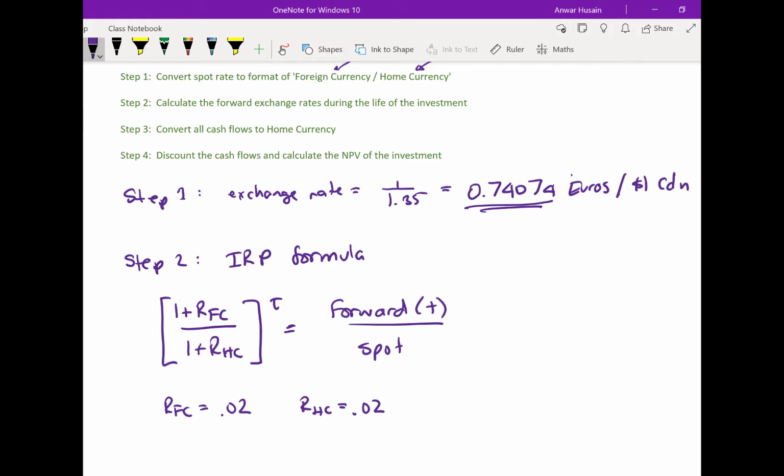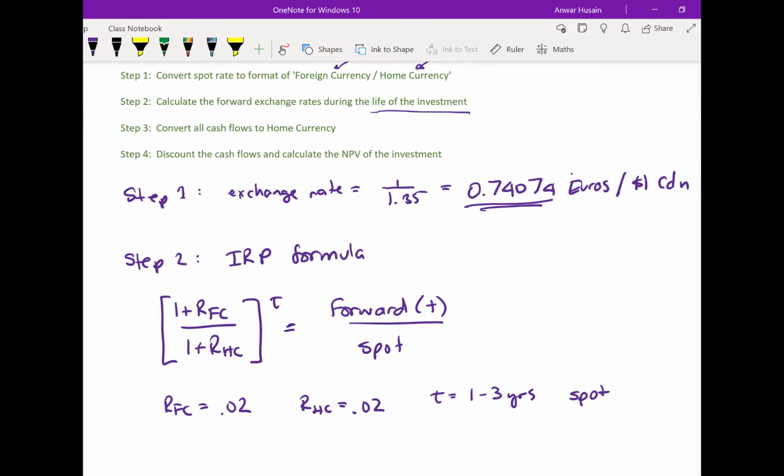Okay, the time is going to vary. So for time, I'm going to write 1 to 3 years, because we're going to need to calculate it during the life of the investment. 3 separate forwards. And then the spot rate is given as, well, we just calculated. It was given in the wrong format as 1.35, but the spot rate is going to be 0.74074. Okay, so that's just what we calculated up here. Okay, we just converted that.